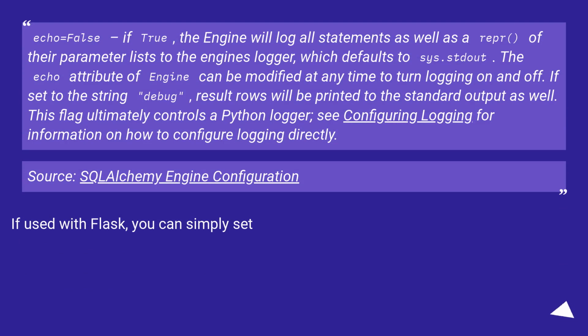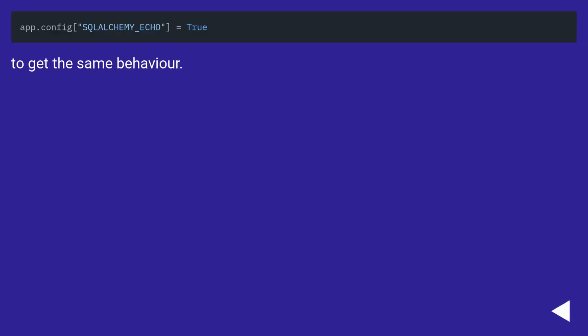The echo attribute of Engine can be modified at any time to turn logging on and off. If set to the string debug, result rows will be printed to the standard output as well. This flag ultimately controls a Python logger. See Configuring Logging for information on how to configure logging directly. Source: SQLAlchemy Engine Configuration. If used with Flask, you can simply set this to get the same behavior.